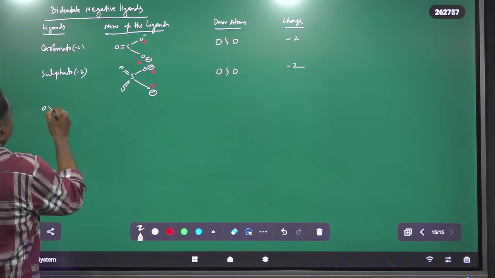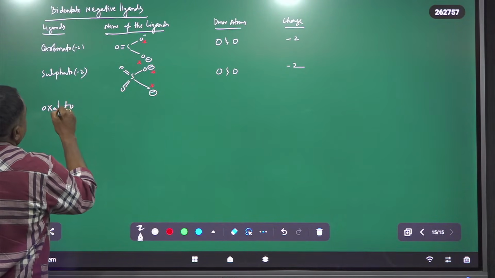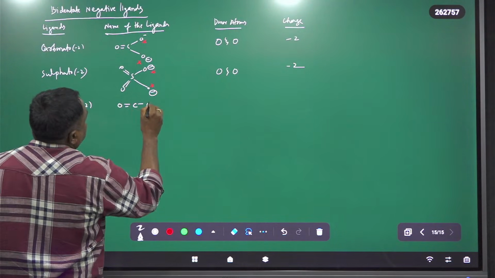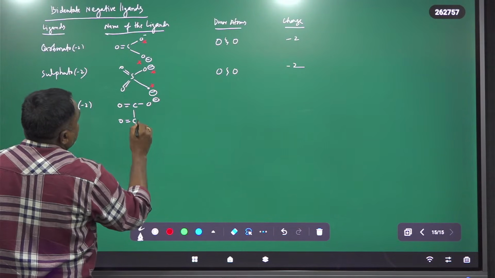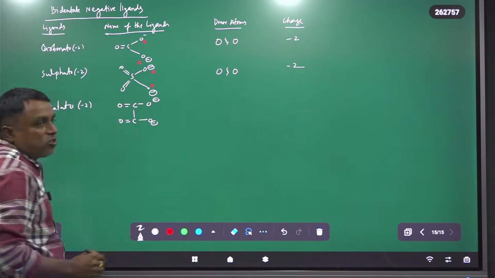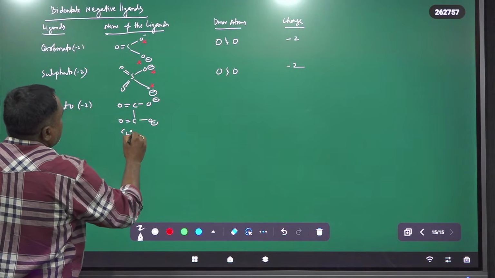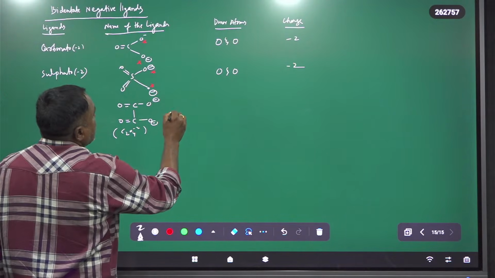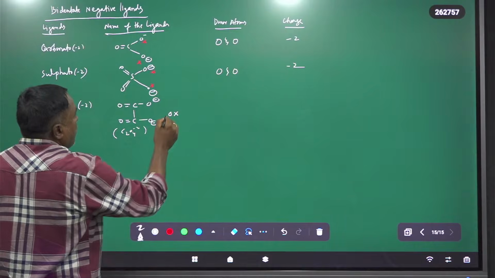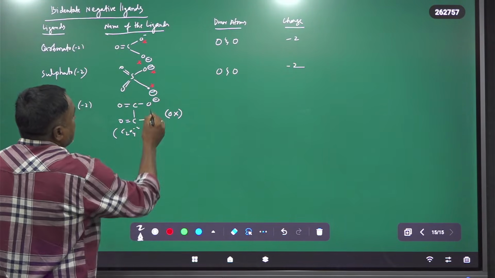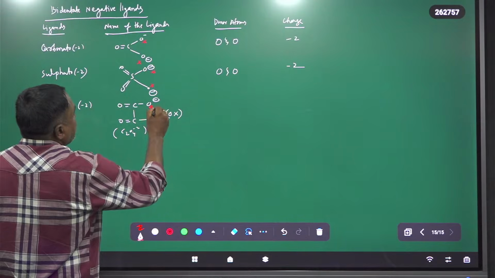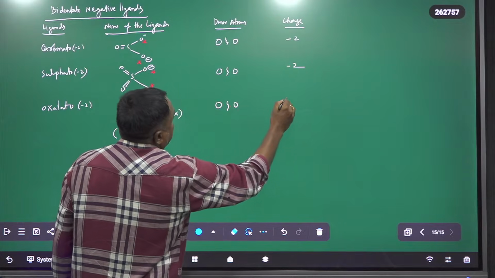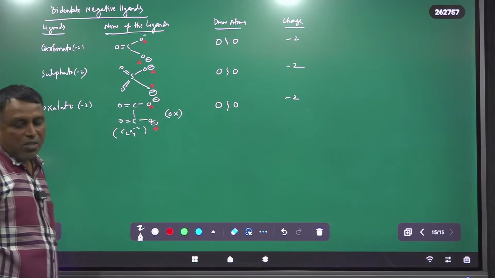Next, oxalato, it is also minus 2. Oxalato means C double bond O minus, C double bond O minus, C2O4 minus 2. The abbreviation used in complex compounds is OX. This is a donor atom and this is also a donor atom. Therefore the donor atoms are oxygen and oxygen, and the charge is minus 2.